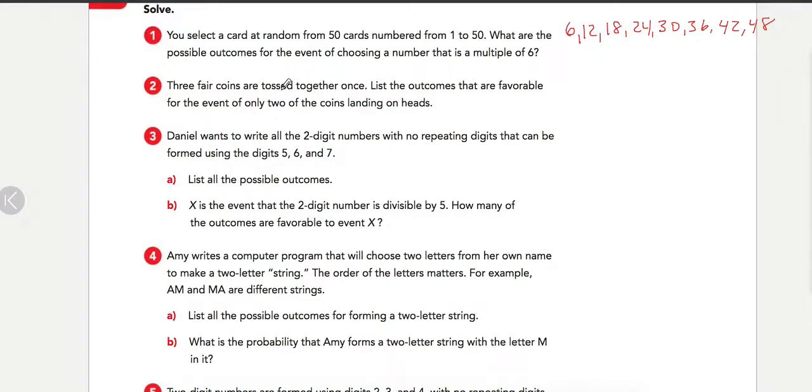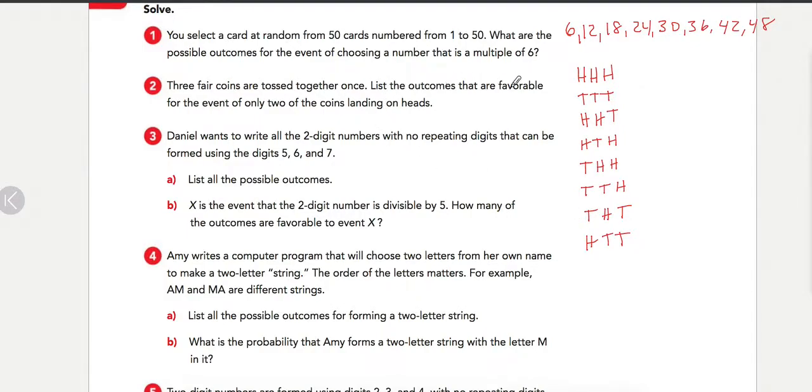Number two, 3 fair coins are tossed together. List the outcomes that are favorable for the event of only 2 of the coins landing on heads. So if you think of when you toss 3 coins up, you can get these options. You can get heads, heads, heads. Tails, tails, tails. Heads, heads, tails. Heads, tails, heads. Tails, heads, heads. Tails, tails, heads. Tails, heads, tails. And heads, tails, tails. These are all the options you can get.